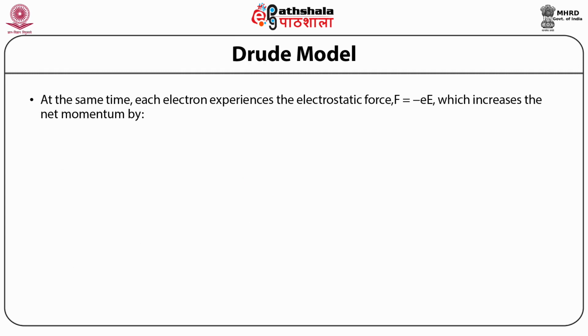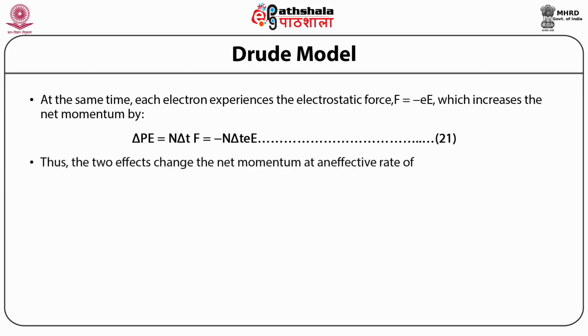At the same time, each electron experiences the electrostatic force F equal to minus e into capital E, which further increases the net momentum by delta P_E, equal to N into delta t into F. This is equal to minus N into delta t into e into capital E. This is represented as equation 21.